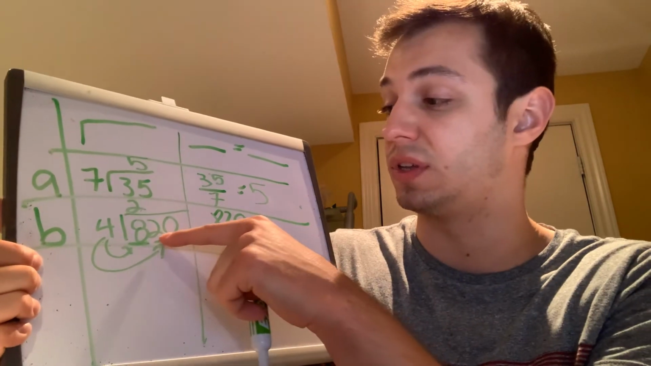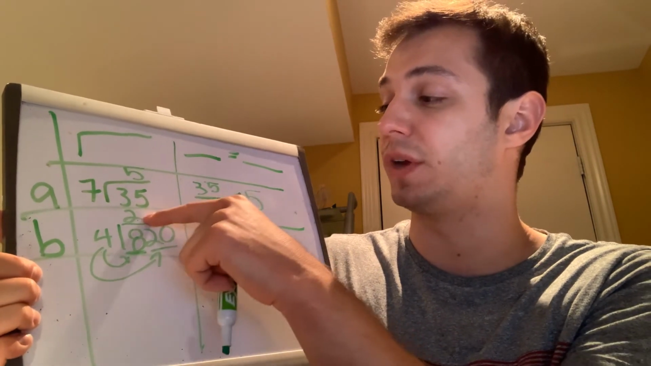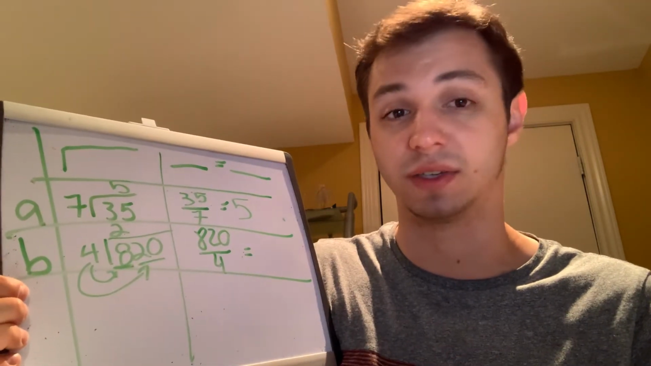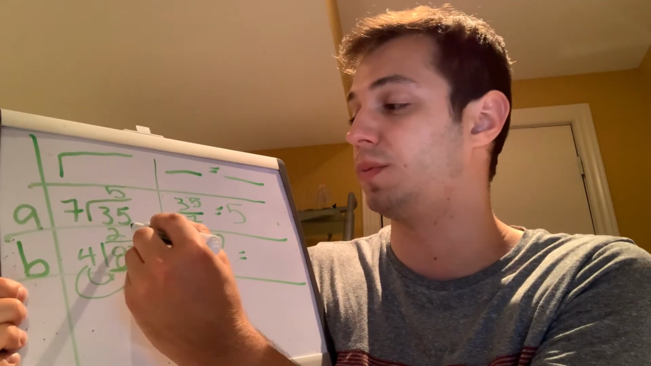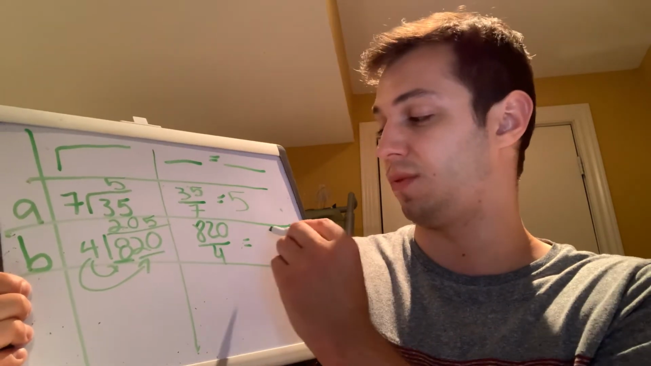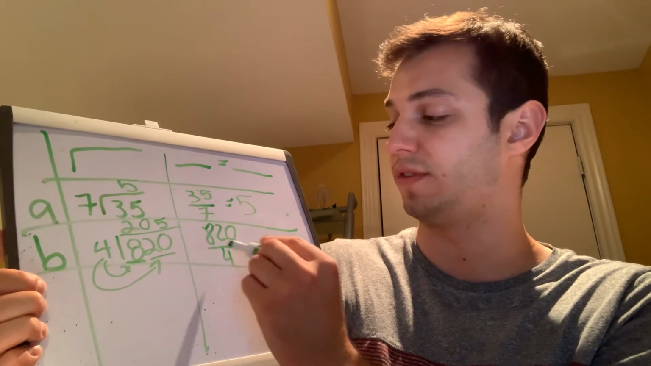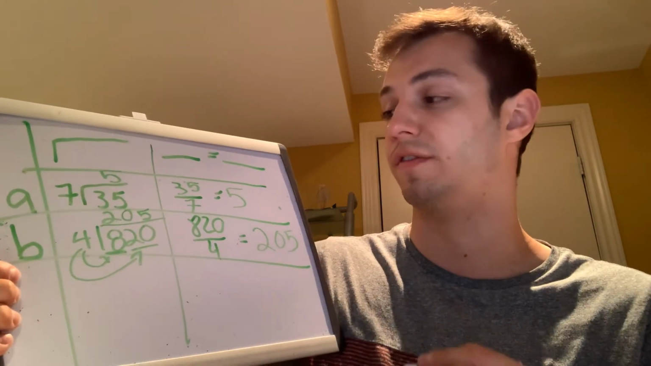Remember, since the number that we're dividing into has 2 digits, we have to make sure that our top number also has 2 digits. So our answer will be 205. So then we can just write our answer right over here. 820 divided by 4 equals 205.